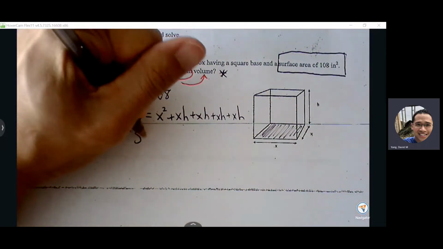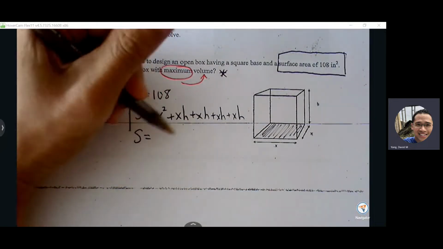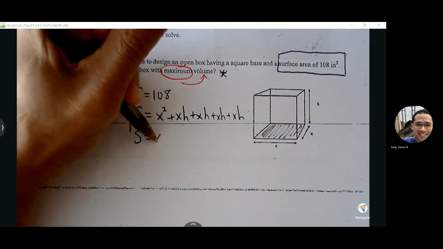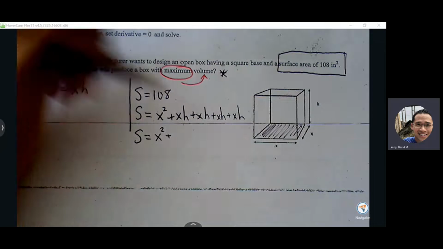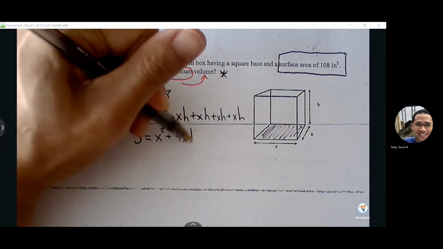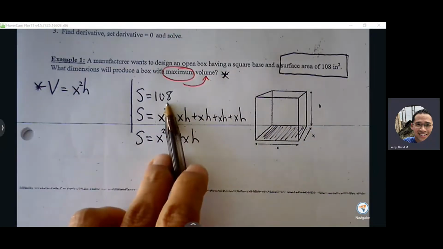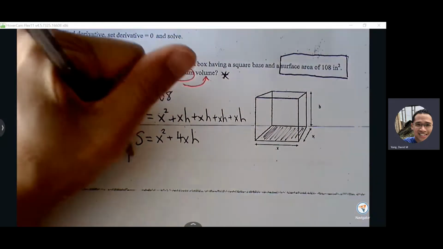Okay, so my surface area equation can be reduced and cleaned up to be just what? x squared plus 4xh. Okay, we do have a surface area value, so we're going to go ahead and make that replacement.